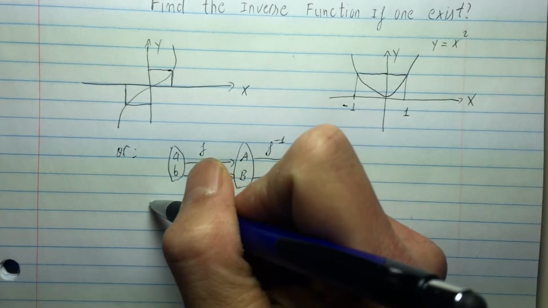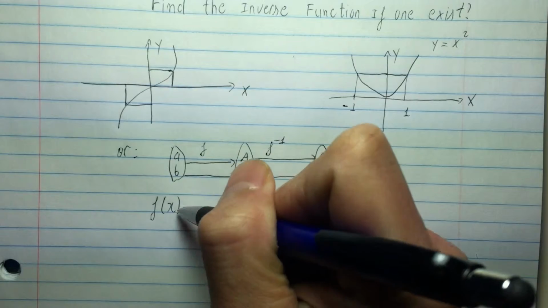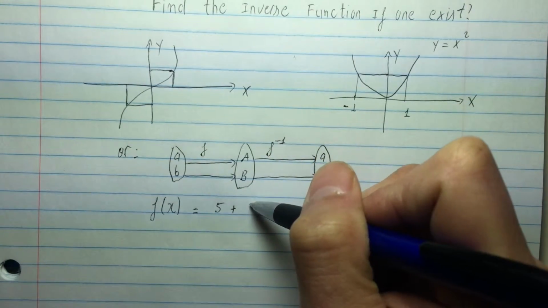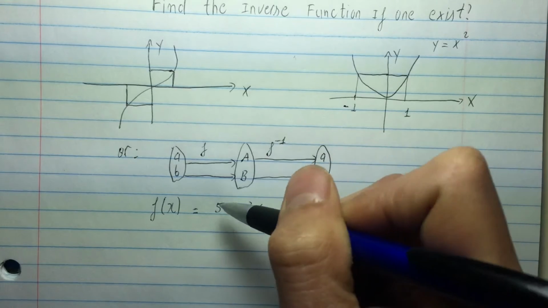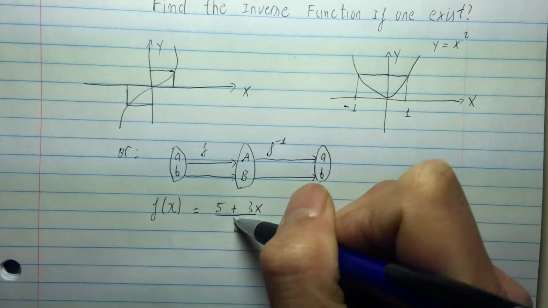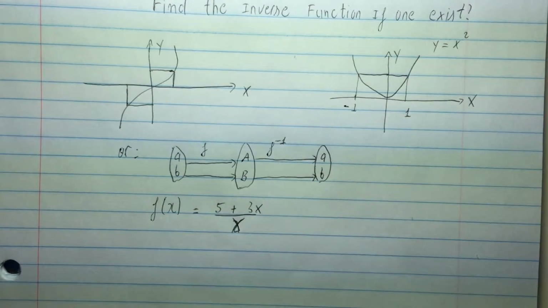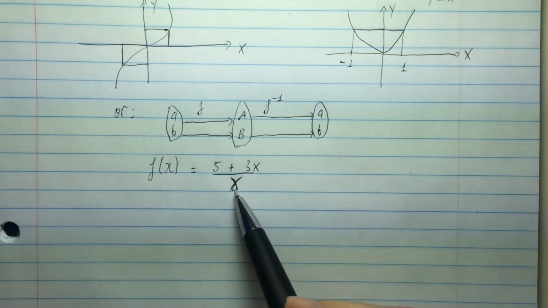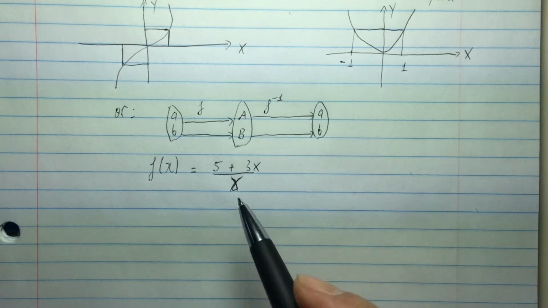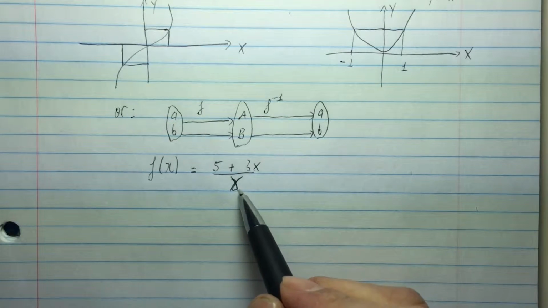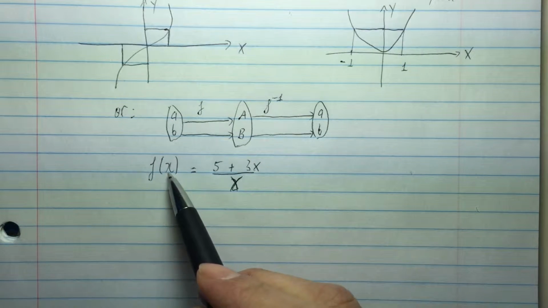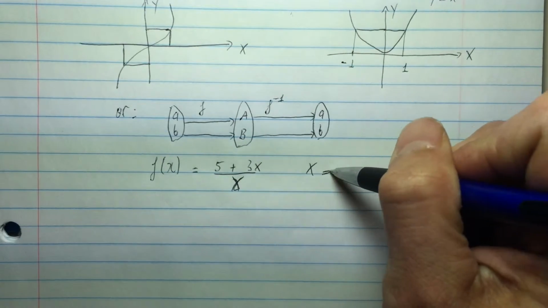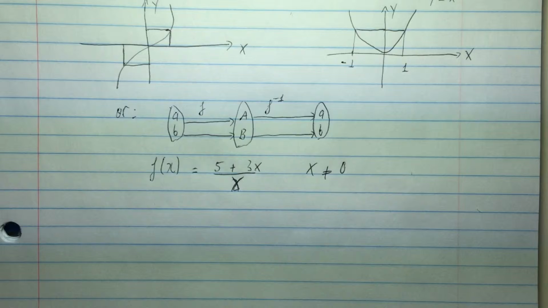Example, I have the function f(x) equals (5 plus 3x) divided by 4x. The x cannot equal 0, because when x equals 0, the function f(x) is undefined. So x cannot equal 0.